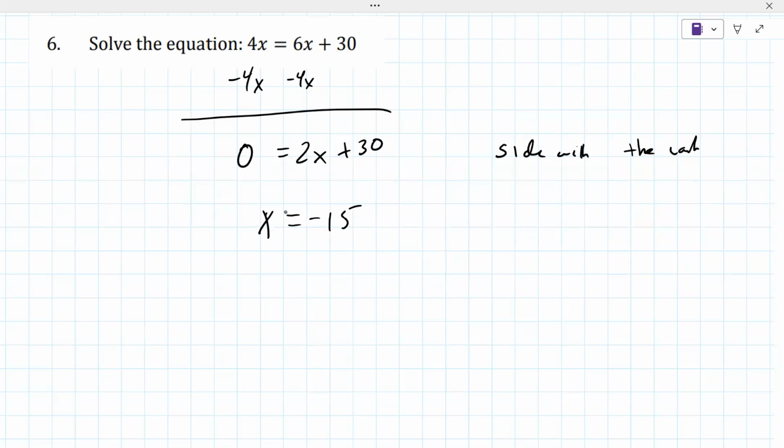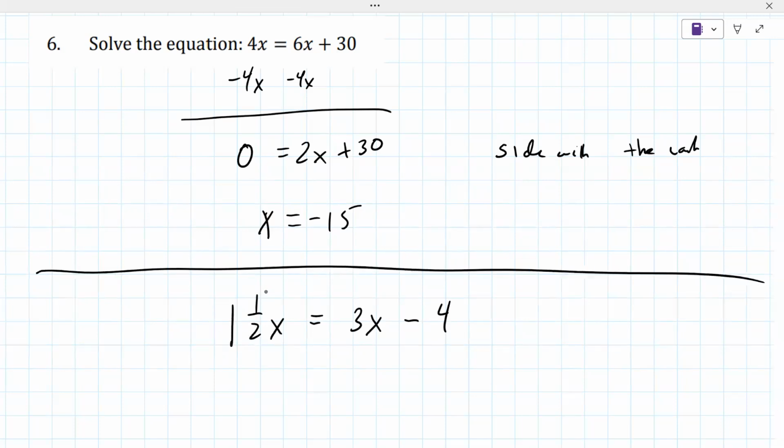All right, so let's have you try one more here. Let's have you try 1 1/2x equals 3x minus 4, please. So I would recommend converting this to an improper fraction. It's kind of like the last one where once you move it over, you get 0 on one side, and then you'll have to manipulate the equation.